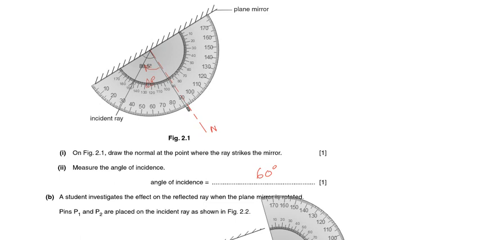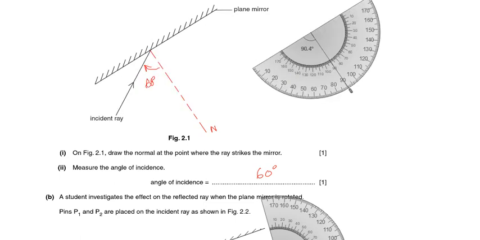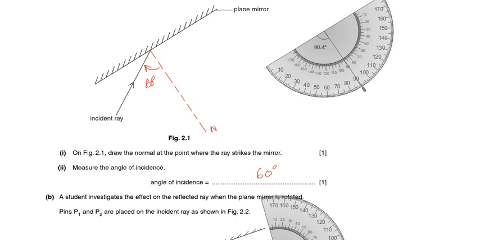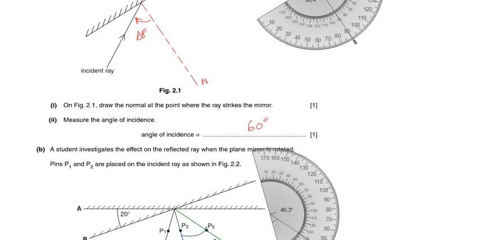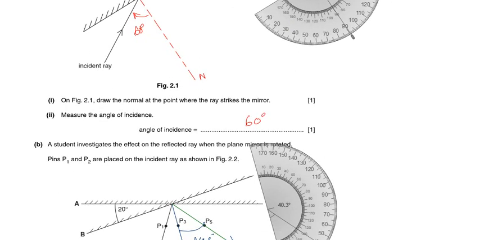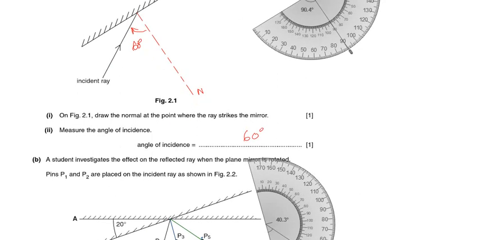So we rotate it like this, okay, and this will be the perpendicular mark, and then this will be the normal. It will always be represented as a dotted line. Now, part 2, measure the angle of incidence. The angle of incidence is actually the angle from the normal.